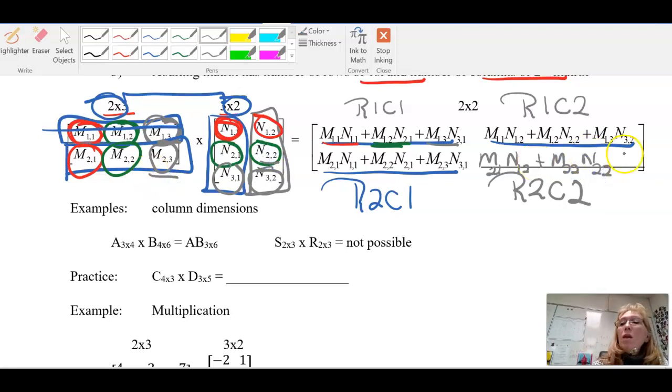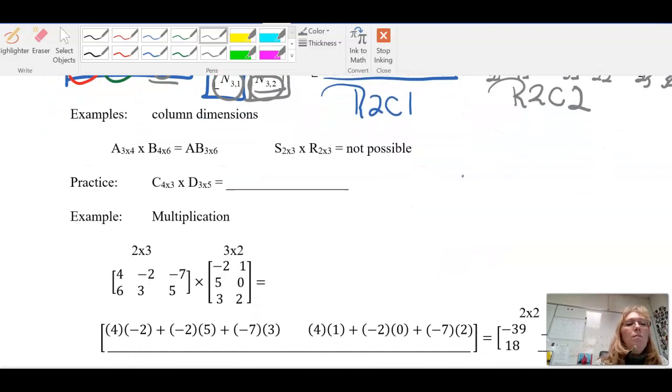Plus, I'm taking the third term times the third term. And you add those up. Okay, let's do this with some numbers so it makes some sense.